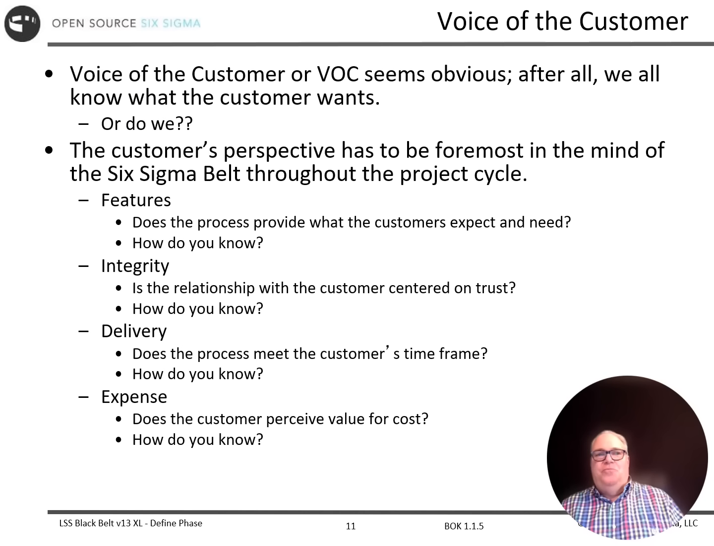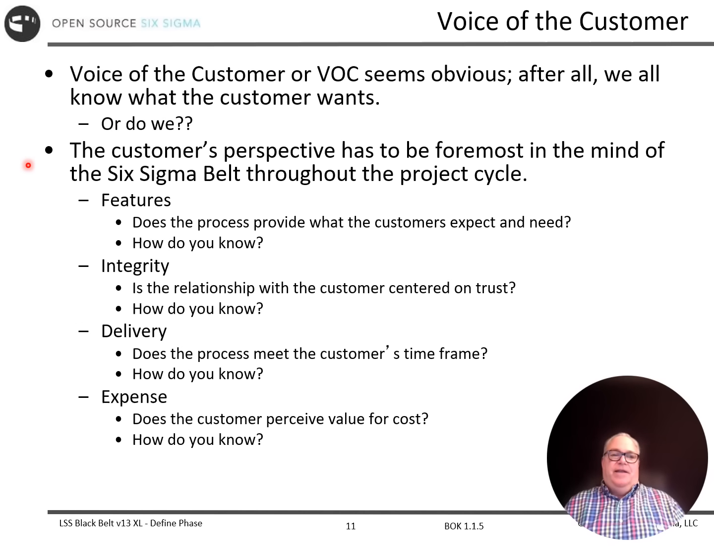All right, so retouching on the last slide. It seems obvious: we make things or we provide services to satisfy customers, right? That's what we're in business for. So we must know what they want, right? Or do we? There have been many projects in my career where capturing the voice of the customer and refining their needs and wants has gone a long way to solving their problems.